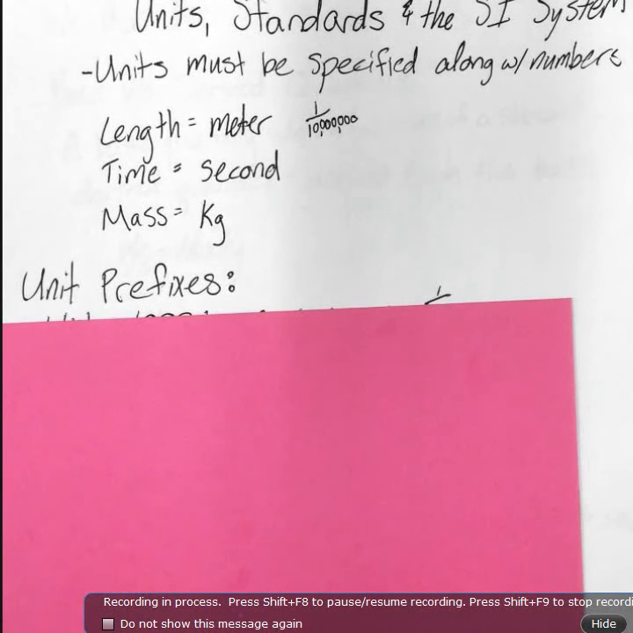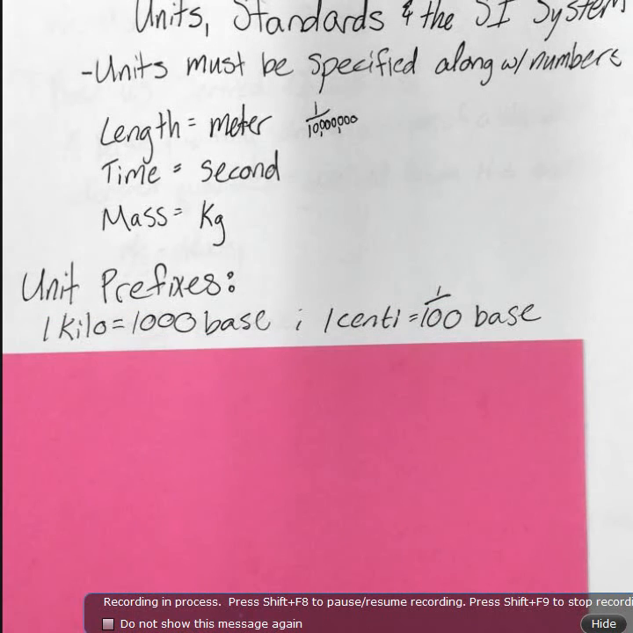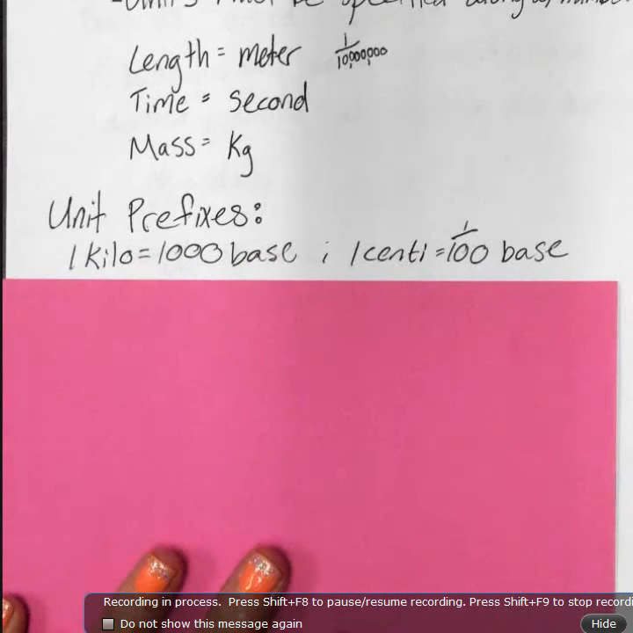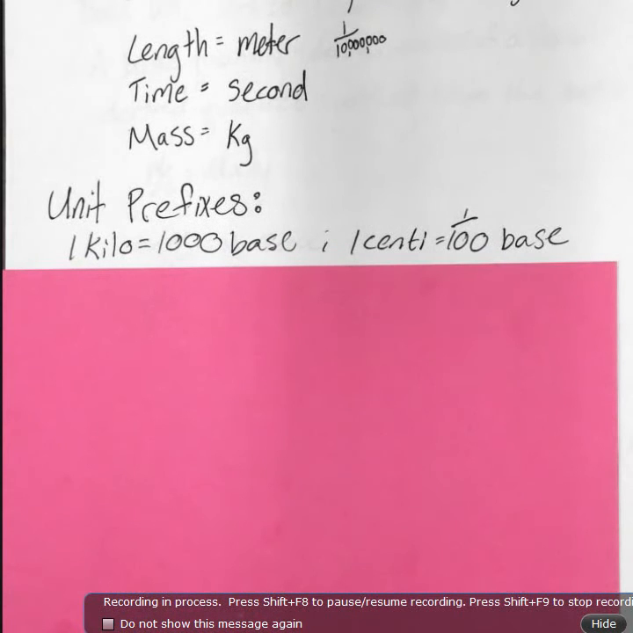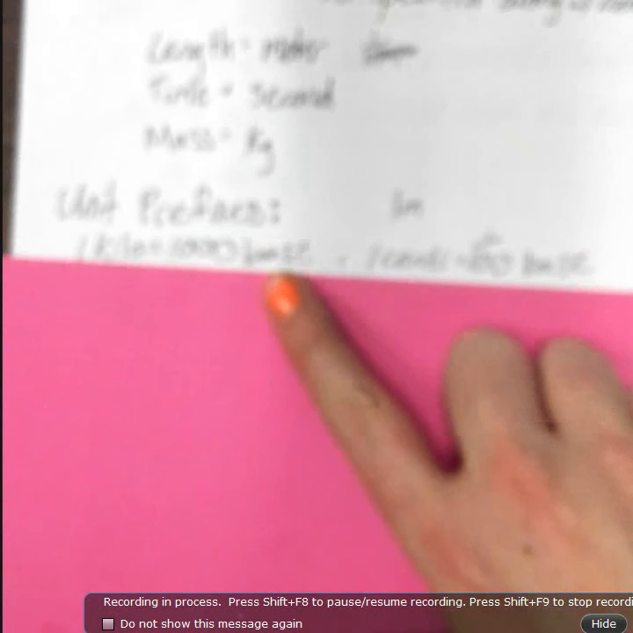Now that we've established our basic SI system measurements, you can take a look at some of the prefixes. The prefixes that we're going to be using in this class: kilo equals 1,000 of a base. Centi equals 1/100th of a base. So for example, 1 meter could be represented in kilometers or centimeters.